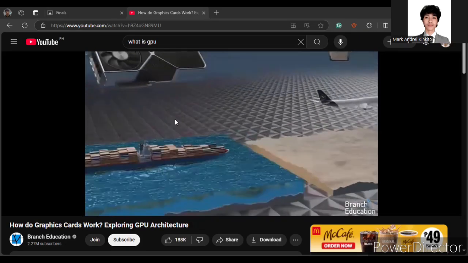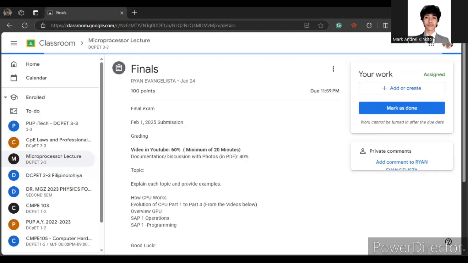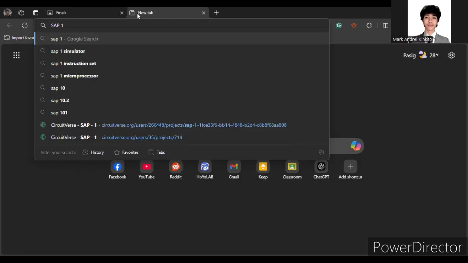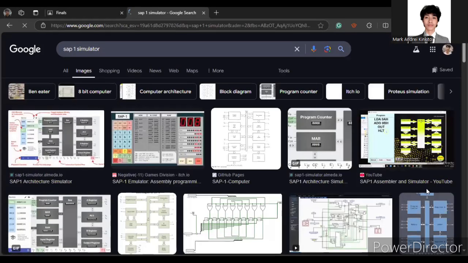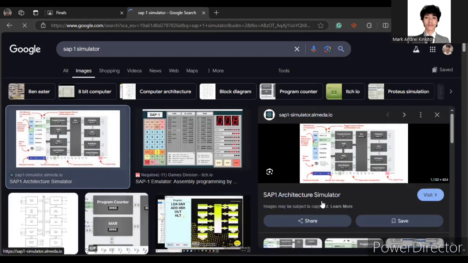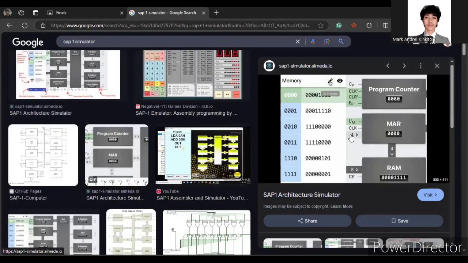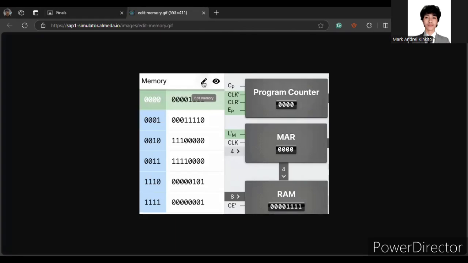And next, which is CPU operations, which I'll just discuss in here. So I'll try to provide a SAP-1 simulator. I'll just provide an image, this one, while I talk. So for example, this one.